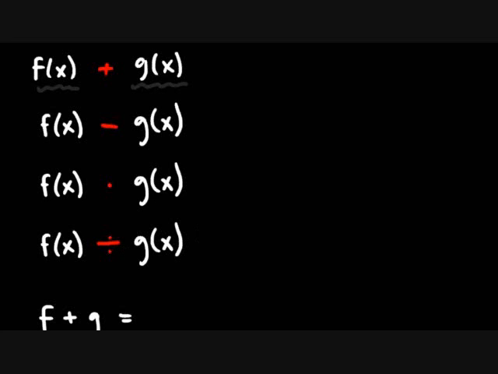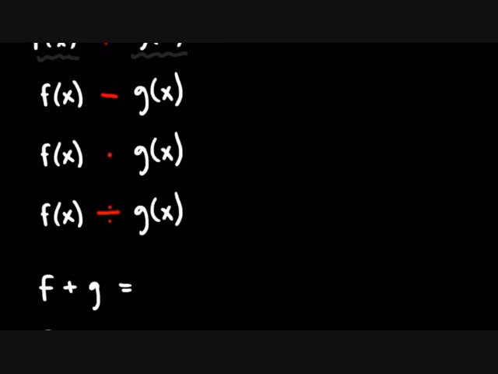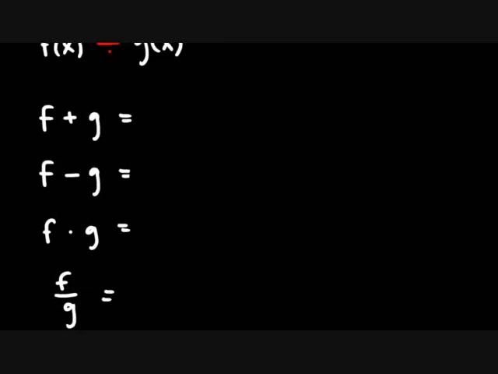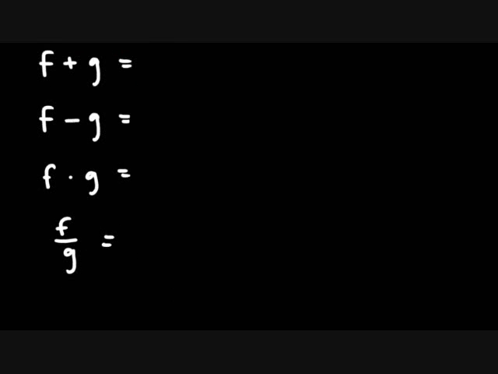Let's say that f and g are two functions that overlap. Their domains overlap, which means that they have x values in common. So then for the x values that they do have in common, we can add them, subtract them, multiply them, and divide them. So we can say that the sum of f and g is f plus g in parentheses, and then we're going to put an x in parentheses right behind it.